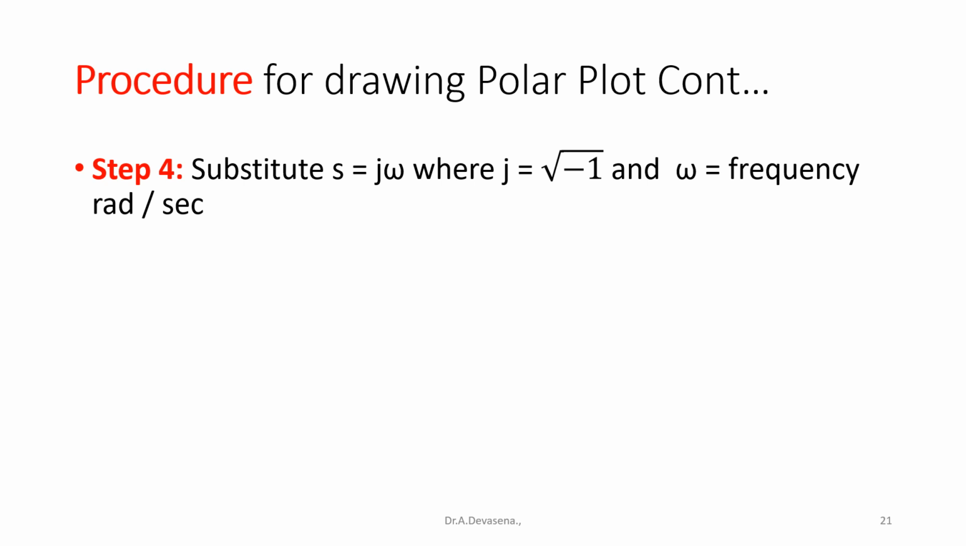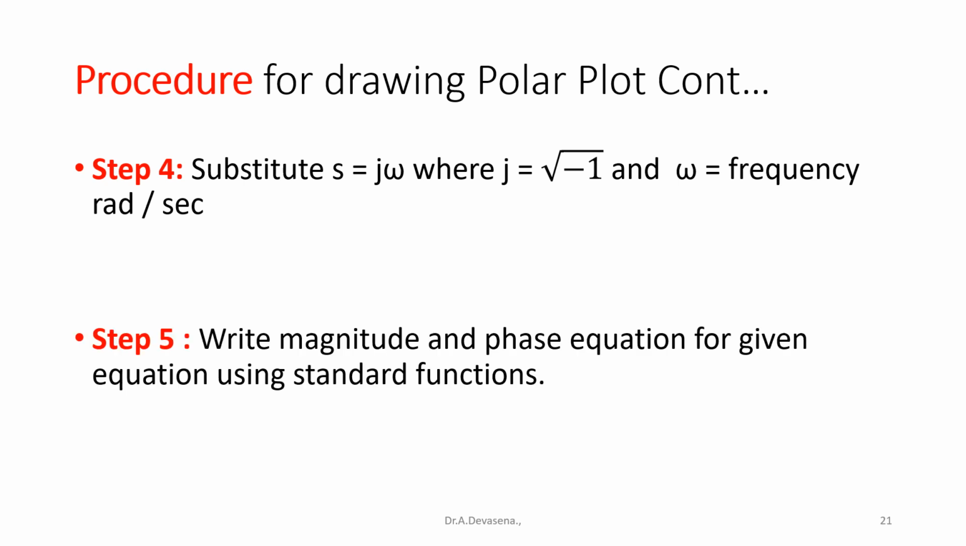Step 4. Substitute s equal to j omega in the given open loop transfer function, where j is equal to square root of minus 1 and omega is the frequency, represented in radians per second. Then step 5. Write the magnitude and phase equation for the given equation with the help of standard functions which we have already discussed above.